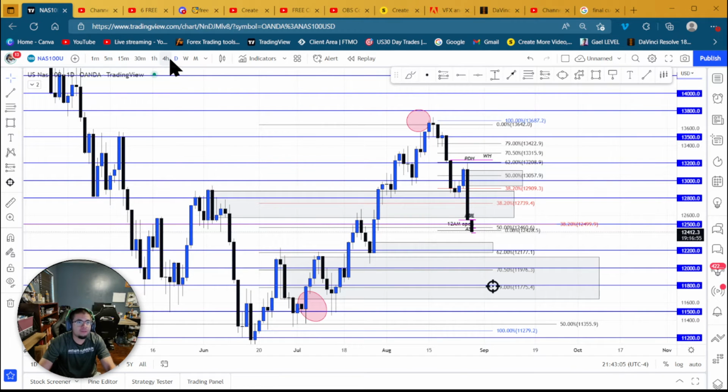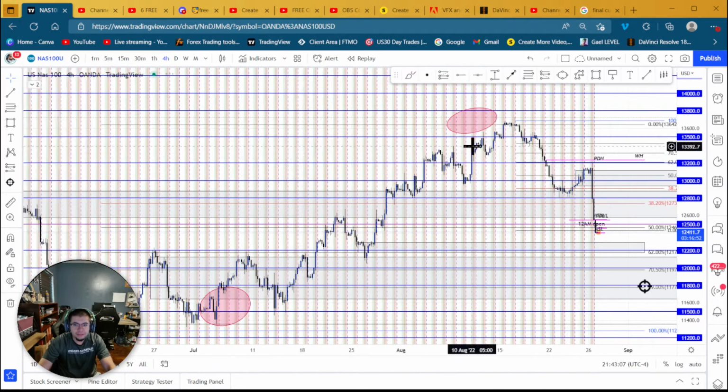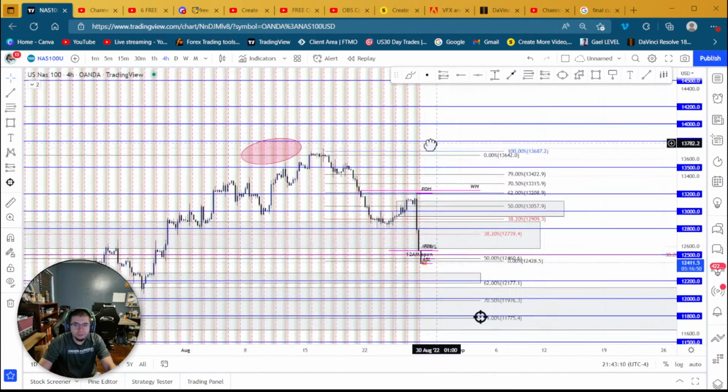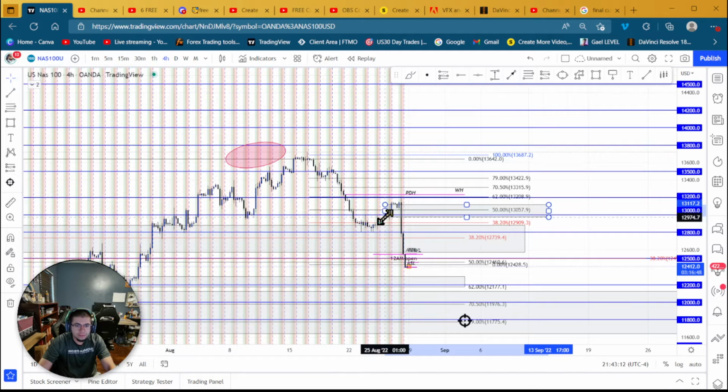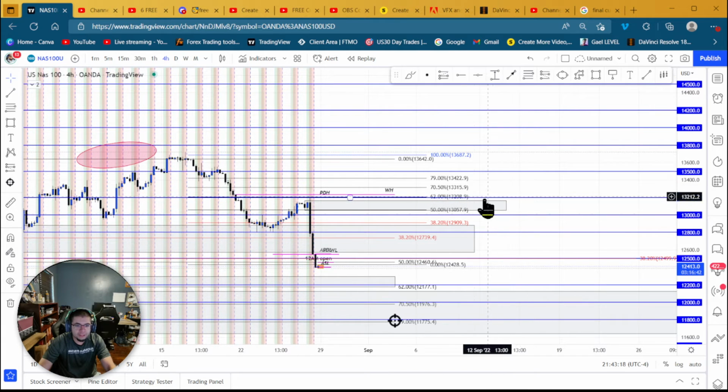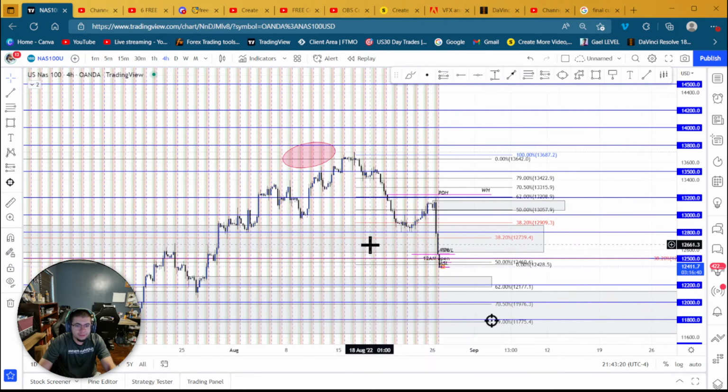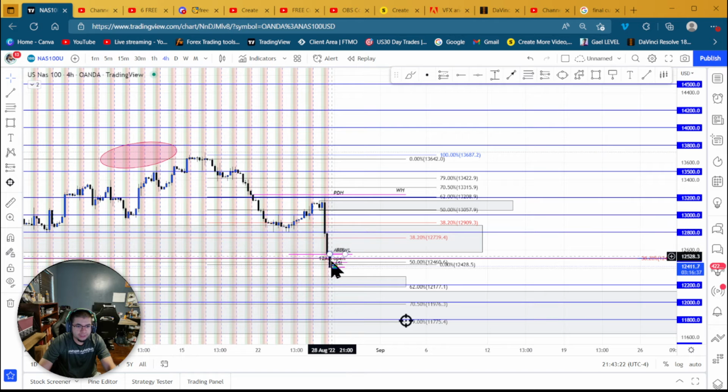But let's go down to the 4-hour time frame. Okay, we see that there's this 4-hour right there. We actually have some fair value gaps. We have this candle, this candle, this candle. So from here to here is a fair value gap.